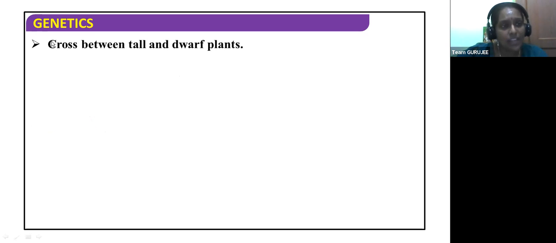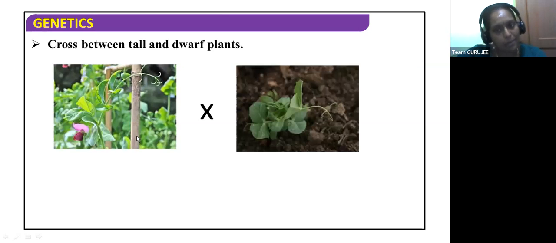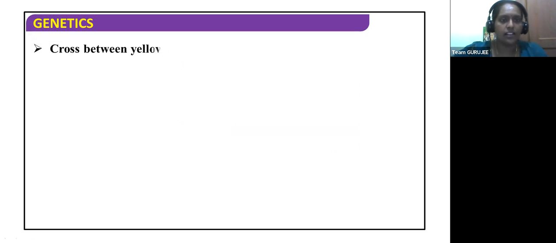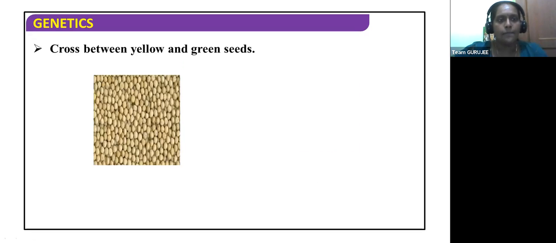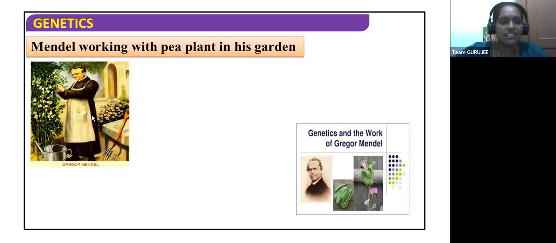So when there was a cross between the tall and the dwarf plant, what had happened? This is not as small as what is mentioned in the picture. Please kindly ignore this picture. This is really wrong. The dwarf is going to be at ground level, whereas the tall plant is going to be really 2 feet tall or something like that. The cross between yellow and green seeds, what had happened, we'll be talking about it. So Mendel was working with pea plants in his garden. This is an imaginary picture that has been drawn in so many books.